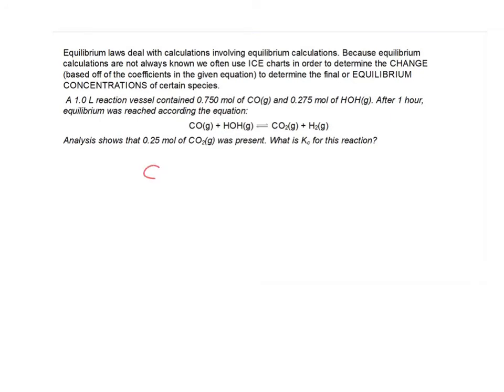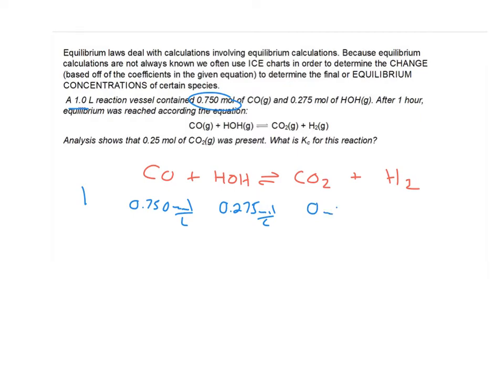So we have our reaction here, carbon monoxide plus H2O. That's a gas. That's important. If it was a liquid, I wouldn't need its concentration. CO2 plus H2. So things that we have initial concentrations. Now this is this much stuff in a 1 liter container, so my concentration of this is 0.750 moles per liter. My concentration of H2O is 0.275 moles per liter. And I don't start with any of this other stuff, so my concentration is 0 moles per liter and 0 moles per liter.